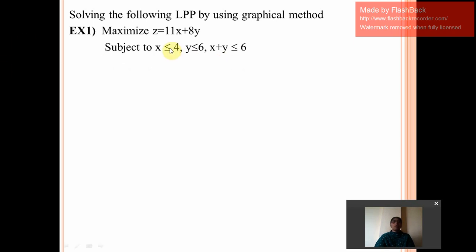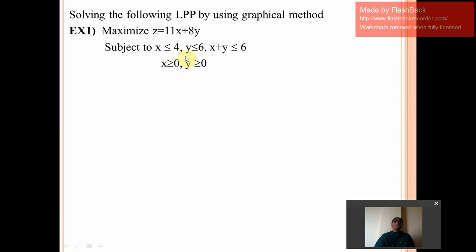x less than or equal to 4, first constraint. y less than or equal to 6, second constraint. x plus y less than or equal to 6, third constraint. x greater than or equal to 0, y greater than or equal to 0, non-negativity constraint. That is feasible region, first quadrant.